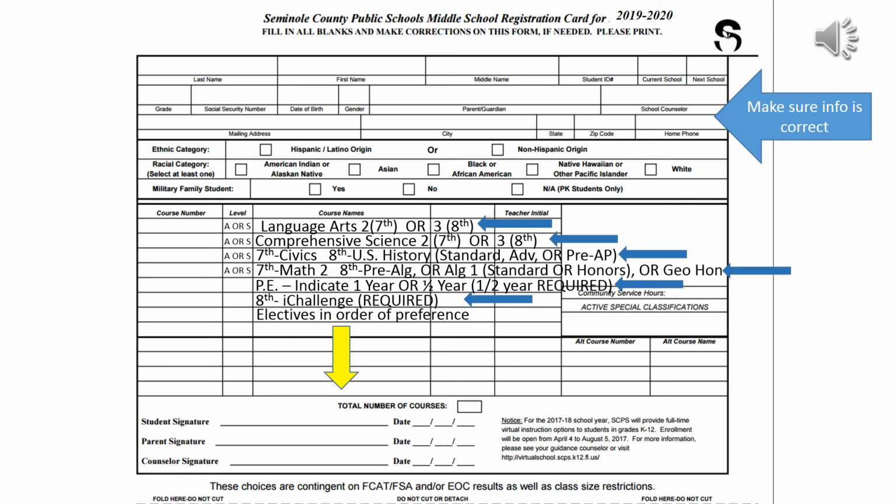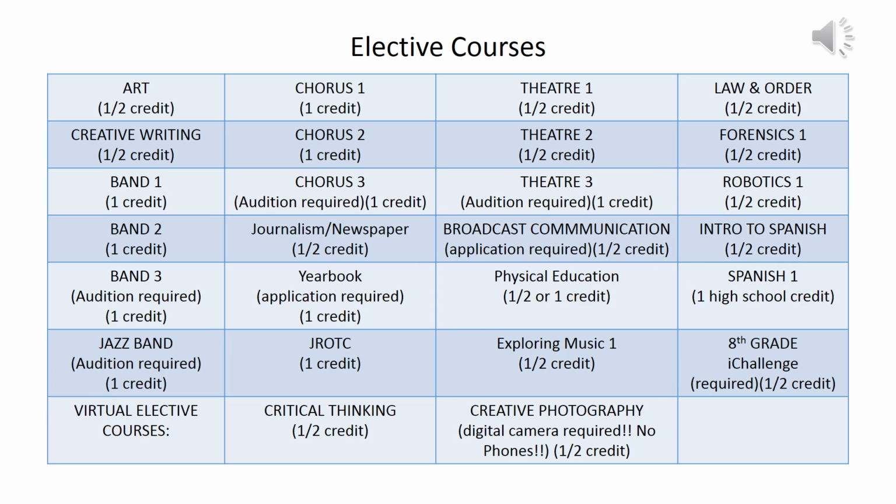Please note that if you score a Level 1 or Level 2 on this year's Reading FSA, and or if you score a Level 1 on this year's Math FSA, you will be automatically placed in an intensive reading and or intensive math class in place of some of your elective choices. This slide details all of the electives that are offered at Greenwood Lakes Middle School. Please note that all of these courses are also located on the inside of your registration card.